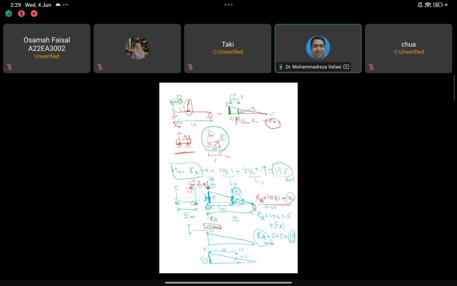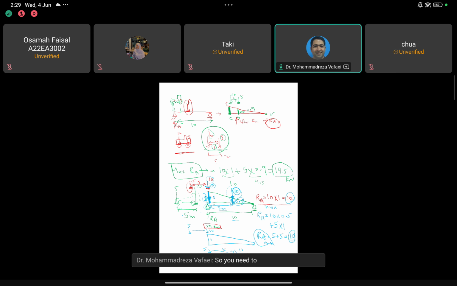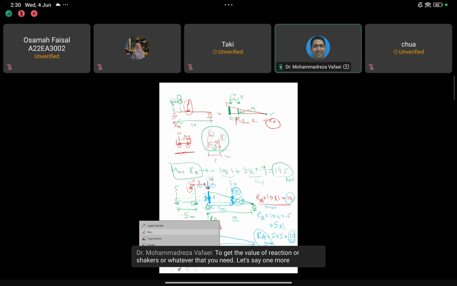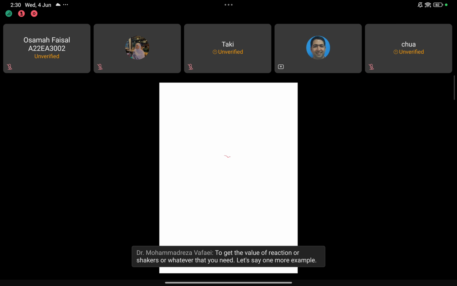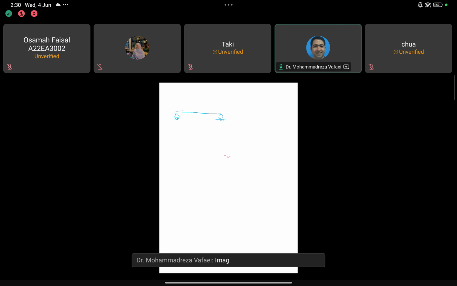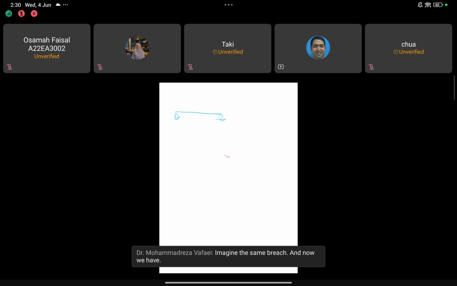Yes, doctor. Okay. So you need to always multiply the intensity of load by the height of influence line to get the value of reaction or shear force or whatever you need. Let's see one more example. Imagine the same bridge. And now we have only two point loads again.